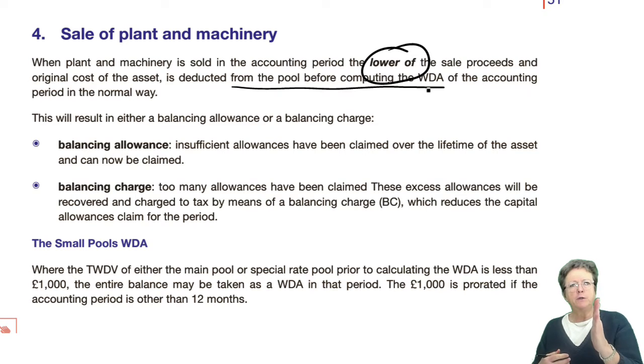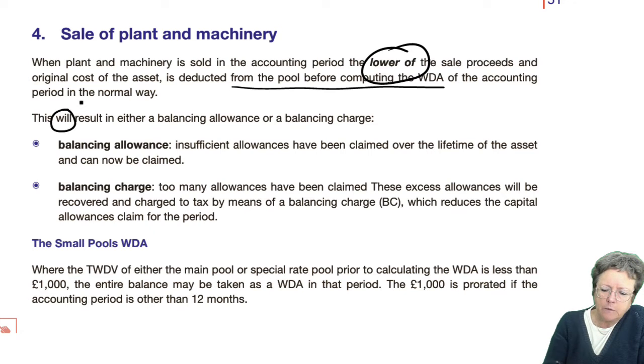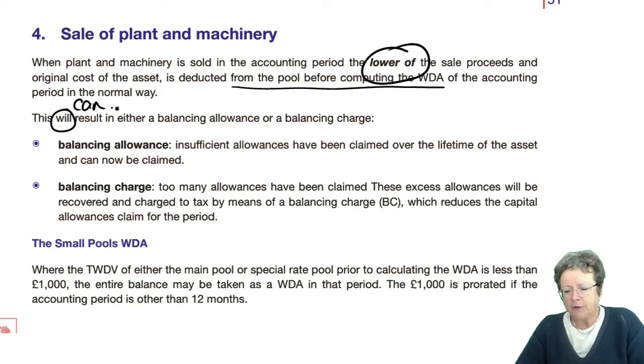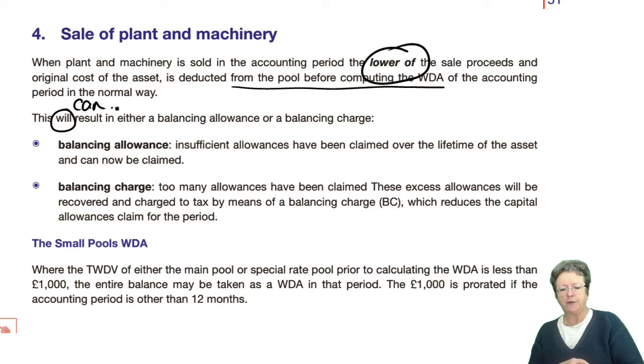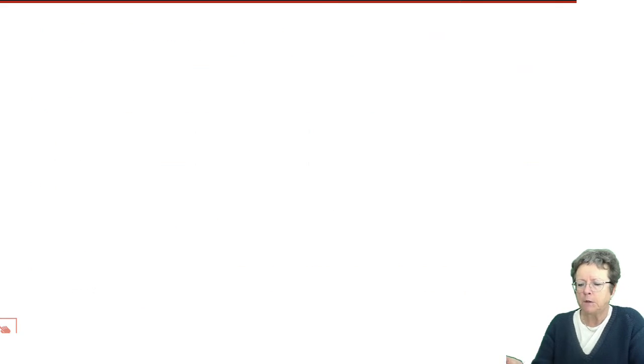So pro forma down the side, headings across the top, add all the additions, take out the disposals, underline it, subtotal it, and then do the written down allowance. Now it can result, I think the word probably is can result, in a balancing allowance or a balancing charge. So a balancing allowance, so you've not claimed enough over the lifetime of the asset, that can now be claimed. And a balancing charge means you've claimed too much. Let me show you what I mean by that.